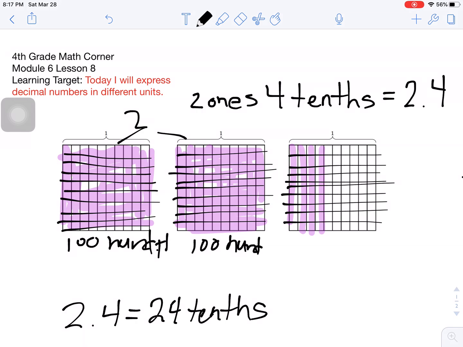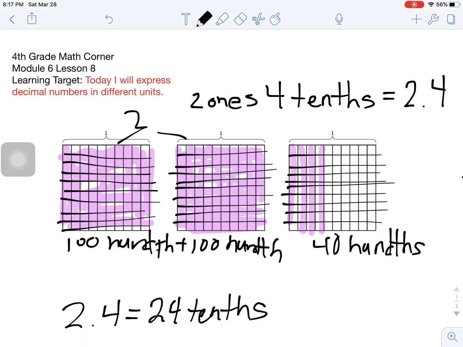Oops, I guess I should put my TH so I know that they're not hundredths. And then in my 4 tenths, each one was cut into 10 hundredths. So I have 10, 20, 30, 40 hundredths. Pardon my handwriting. I want to add them together to see how many hundredths 2 and 4 tenths would be. So I have 100 plus 100 is 200. Plus 40 would be 240 hundredths.